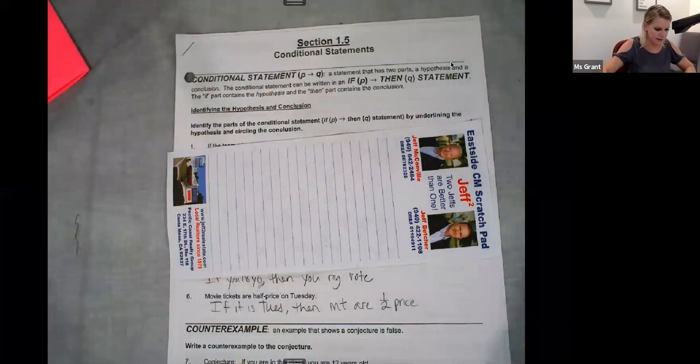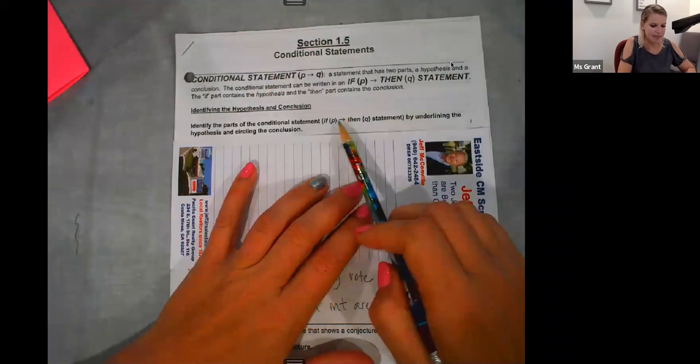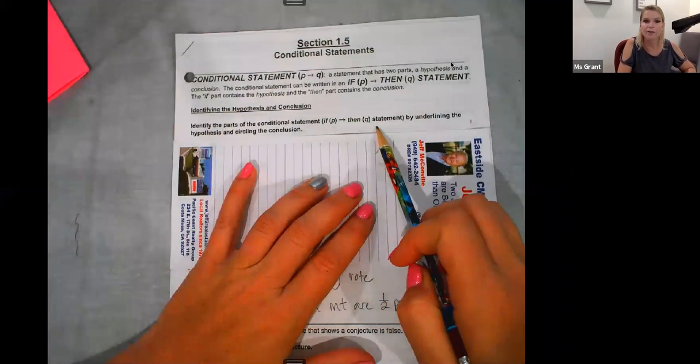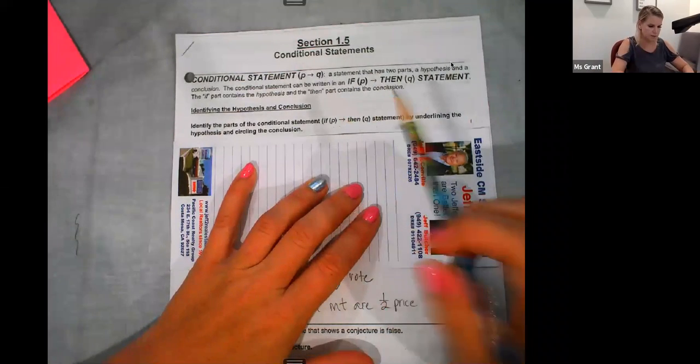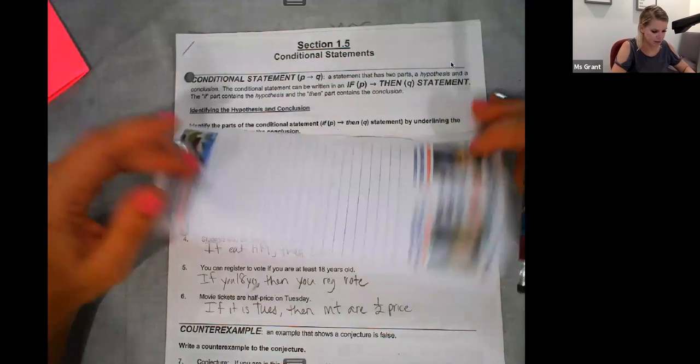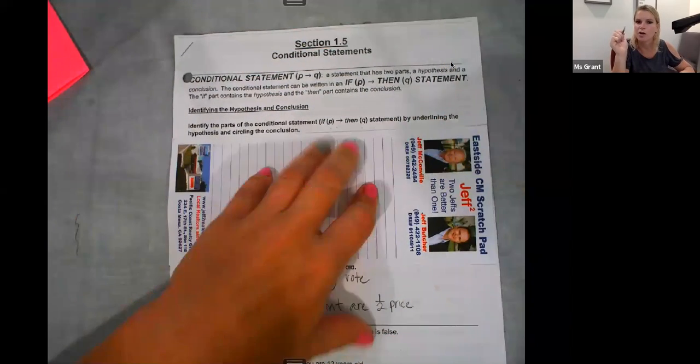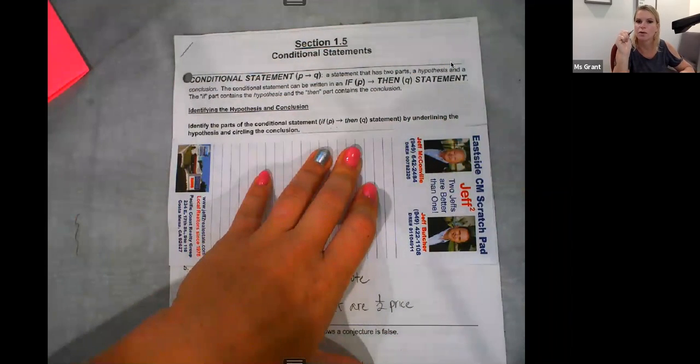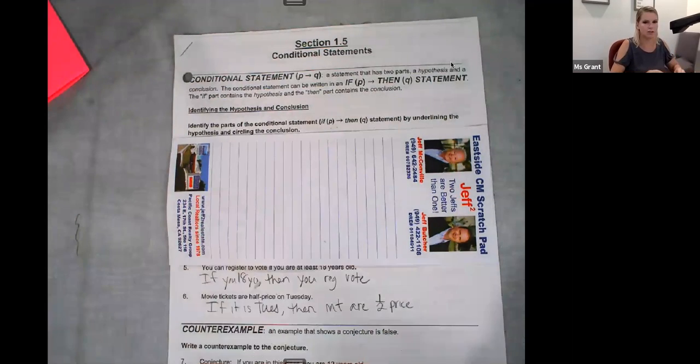Identify the parts of the conditional statement, if P, then Q, by underlining the hypothesis and circling the conclusion. If my team wins the semifinal, then the team will play in the championship. The if part, you're going to underline. So right after the word if, you're going to start underlining. Then is what you circle. So go ahead and try the first one on your own, and I'll show you my answer.